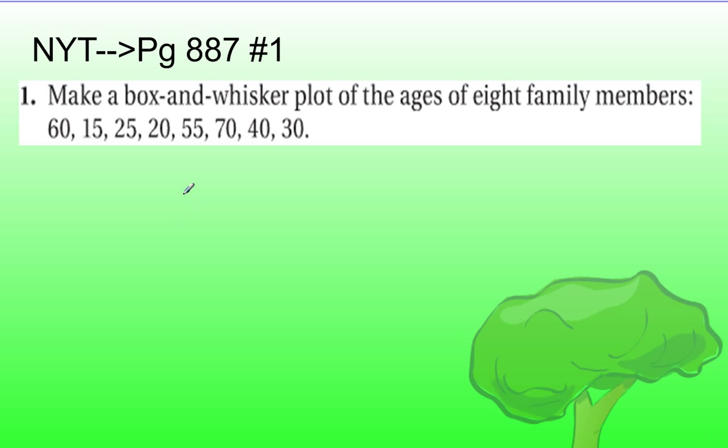Okay, so let's see. We need to make a box and whisker plot. So we're going to start by putting our numbers in order from least to greatest. So 15, 20, 25, 30, 40, 55, 60, and 70.